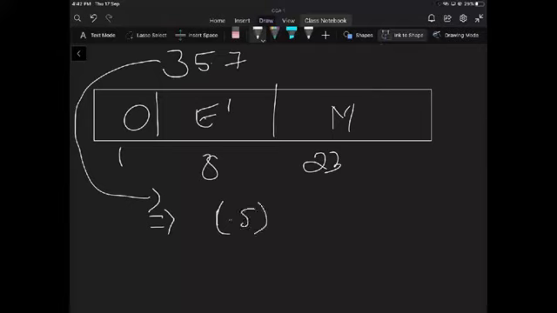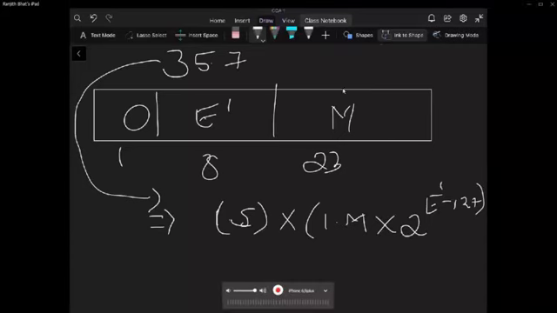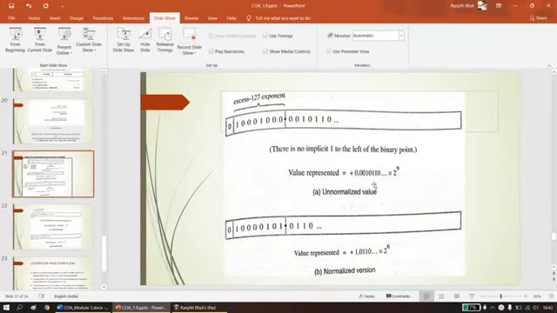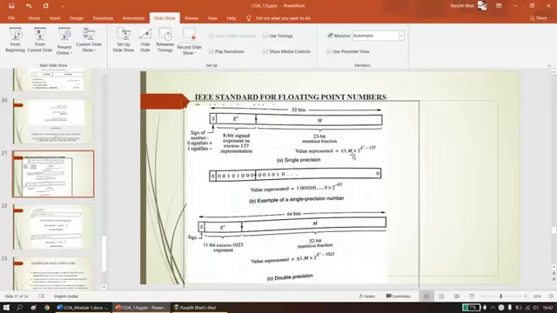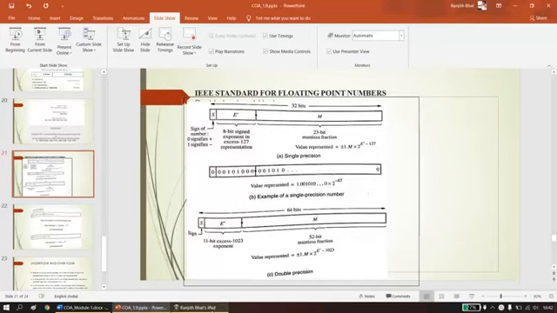sign multiplied by 1 point mantissa, into 2 to the power of the exponent, that is E dash minus 127. We have already discussed in the previous slides that it is plus or minus, that is the sign, along with E dash minus 127. So we are going to elaborate on this.